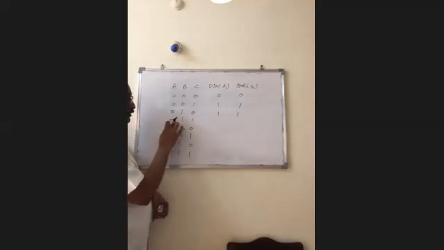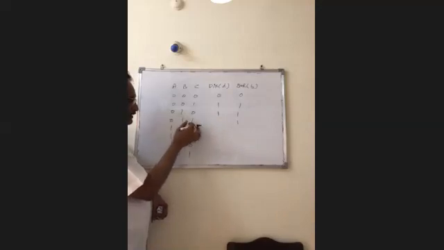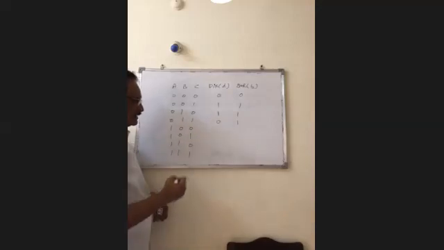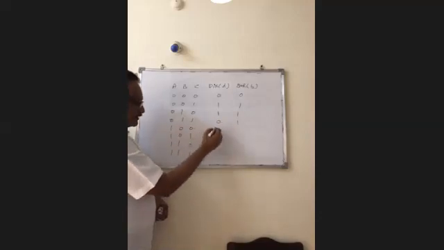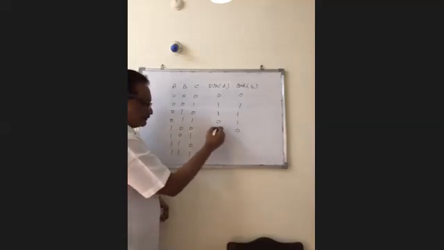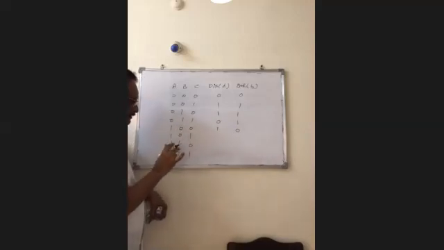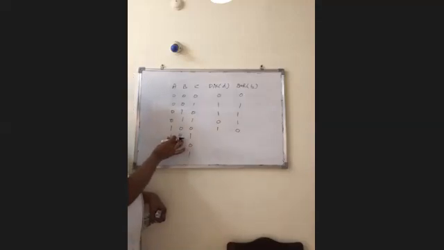Next, 0 minus 1. For this operation, it requires one borrow, then this becomes 10, 10 minus 1, so the difference is 1, and 1 minus 1, so the final difference is equal to 0 in this case. Then 1 minus 0, difference 1. No borrow is required for the operation. 1 minus 1, difference 0.